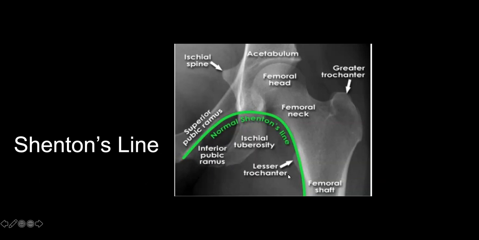And it's any disruption to Shenton's line which makes you more suspicious of a fractured neck of femur. So if on first glance you feel like you can't see a fracture, it's very useful to utilize Shenton's line to make sure that there's definitely no fracture.